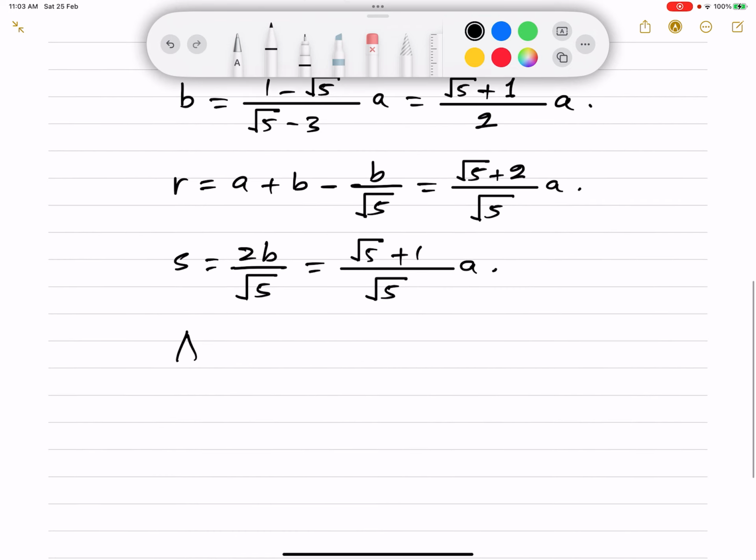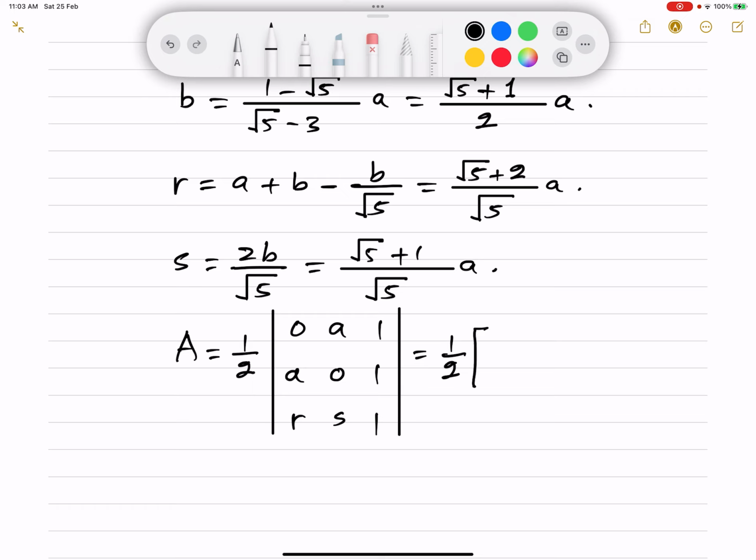So the area of the yellow triangle is basically equal to half, and then we use the determinant. So 0 and a, and then a and 0, that's the second point. And the third point is basically r and s. Of course, r and s are functions of a, so for simplicity, I will keep it r and s. And we put 1 0 as, of course. And then this is going to be equal to half, and let me open a bracket.